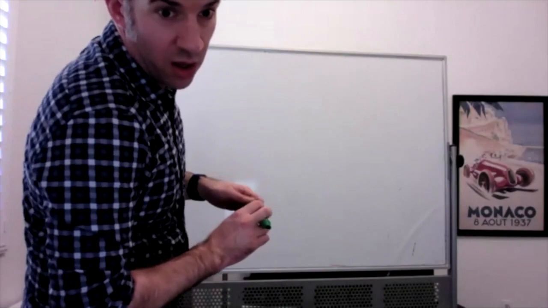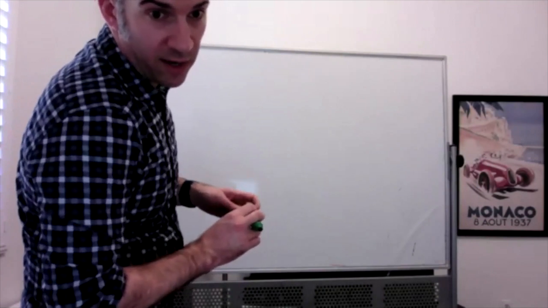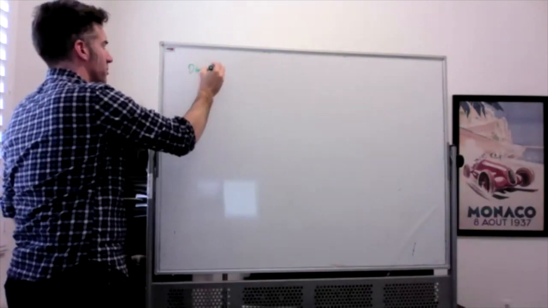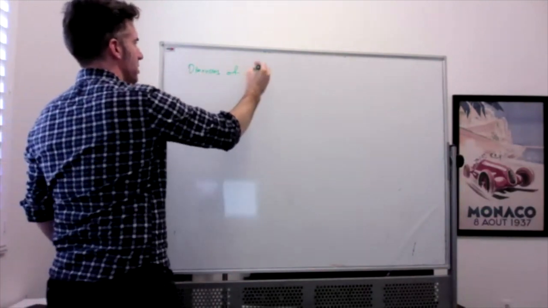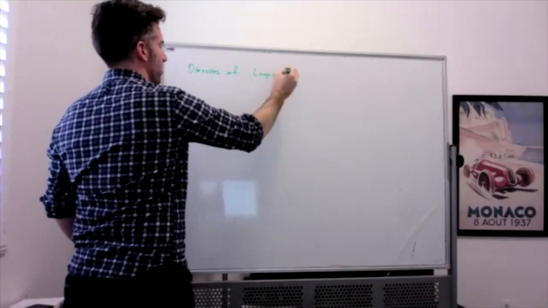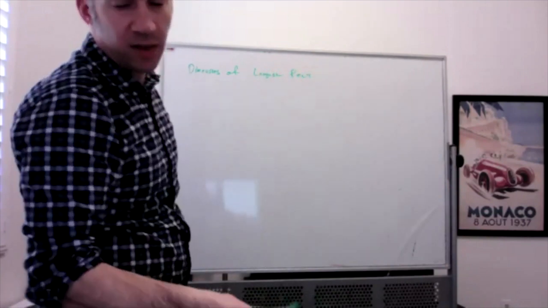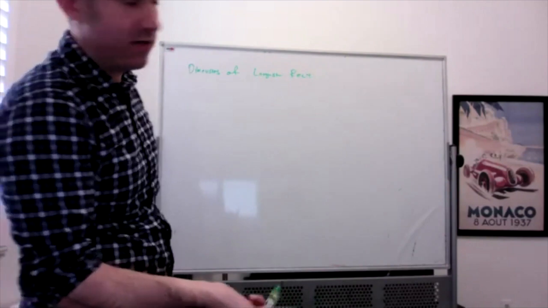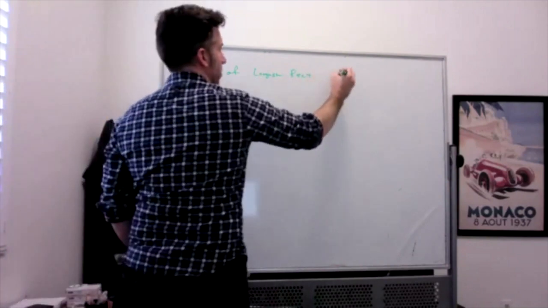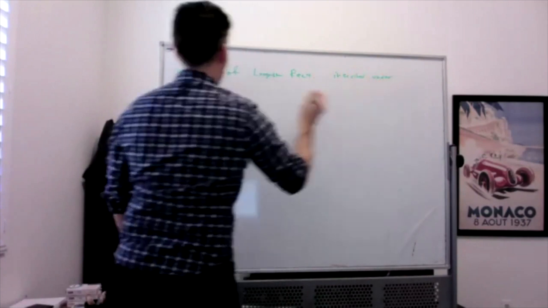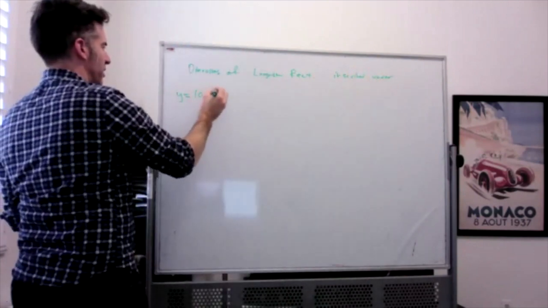Okay, let's look at the next one, which is number 15. Find the dimensions of the largest rectangle that can be inscribed under the line y equals 10 minus 5x.